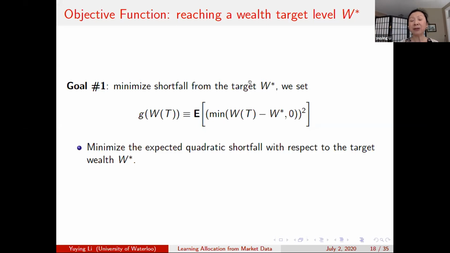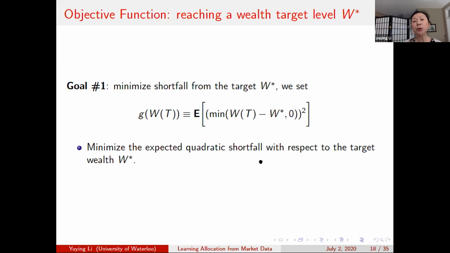So I can specify a wealth target. And then a reasonable objective function is to minimize expected quadratic shortfall. I want to reach that wealth level as best as I can, and I minimize the quadratic shortfall, and that will make me focus on really not falling short. That's essentially what the quadratic shortfall would bring you.